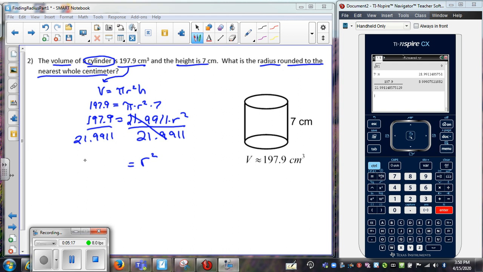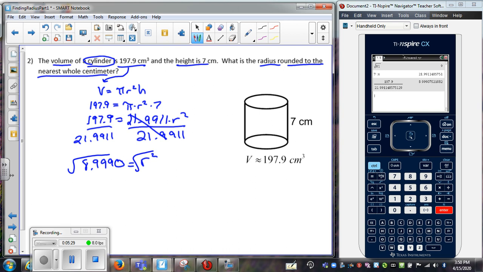So I'm basically getting 8.9990, which hopefully you recognize is about 9. And I'm going to take the square root of both sides. So the square root of this side, the square root of this side. The square root undoes the square, and this just becomes r.